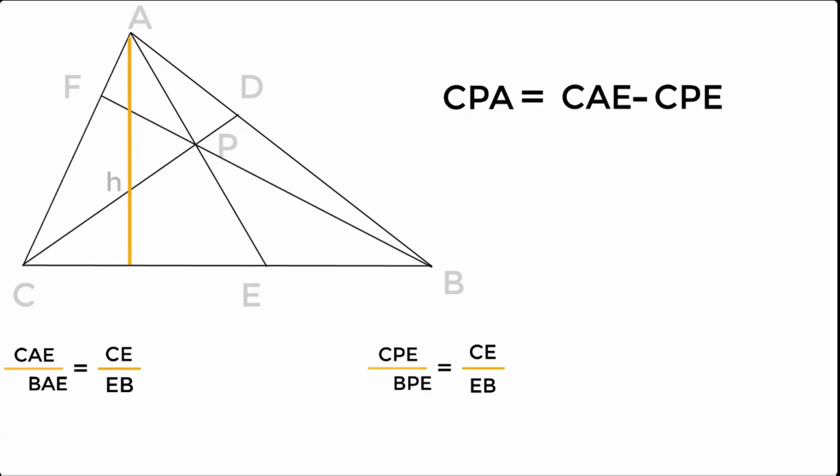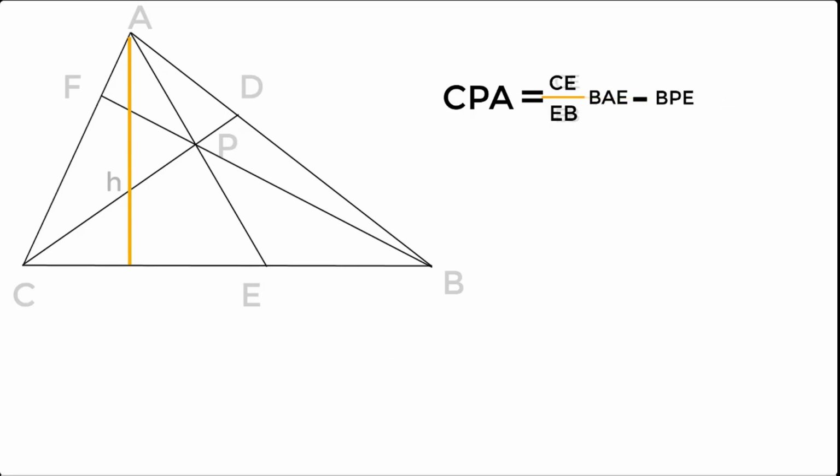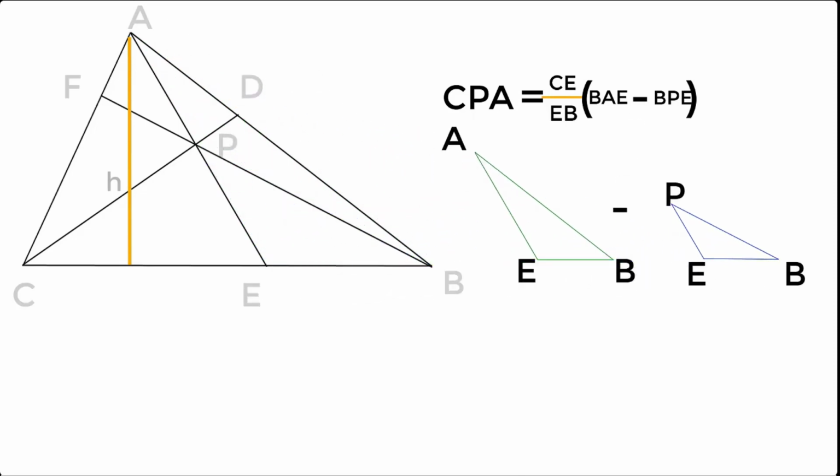Using the ratios we had earlier, we can multiply the area BAE by CE over EB, which isolates CAE, and we can also multiply the area BPE by CE over EB, which isolates CPE. Since we isolated CAE and CPE, they can be substituted into the equation involving the sum of the triangles as shown. The ratio CE over EB is factored out, and when the area of BPE is subtracted from the area of the triangle BAE, the resulting triangle BPA is formed.